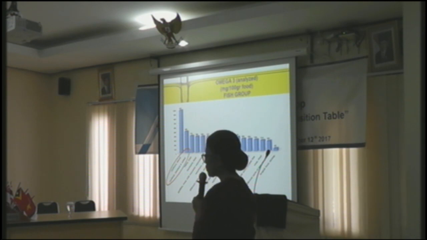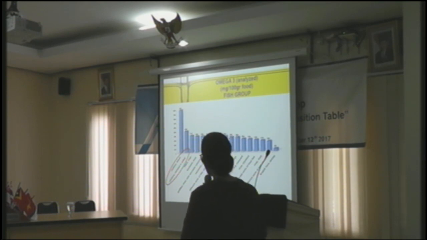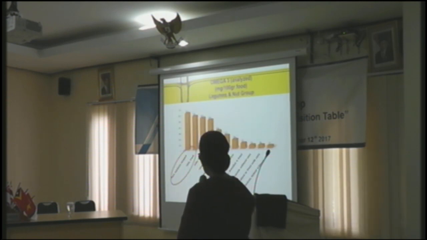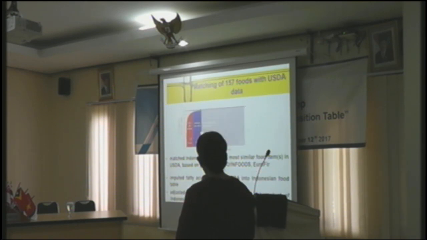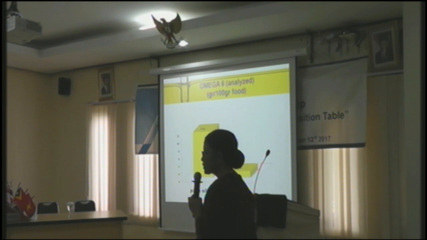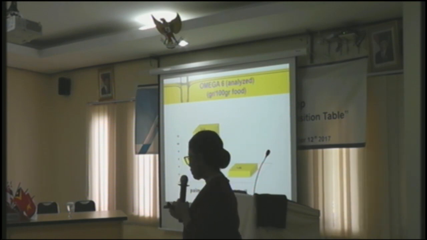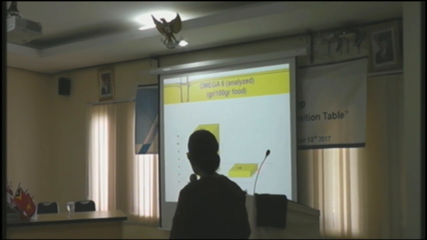And then I just try to look at the omega-3 among the fish group. Again, sardine, anchovy, mackerel, sardine is the one with the highest content of omega-3 among the fish group. And then among the legume and nut group, the highest content of omega-3 is again tempeh and tofu. And then for omega-6, actually, they analyze only two kinds of oil, the palm oil and the coconut oil. It consisted of 11.1 grams per 100 grams of food for palm oil and 1.1 for coconut oil.